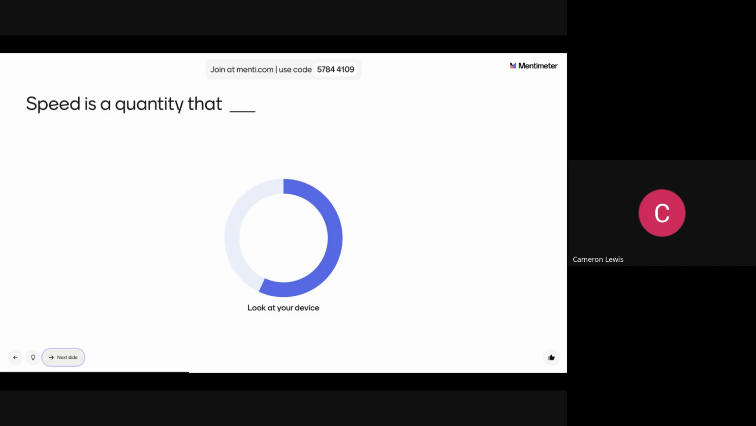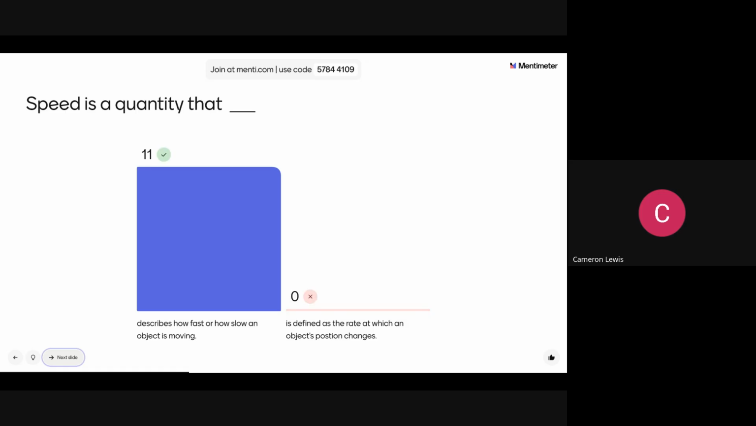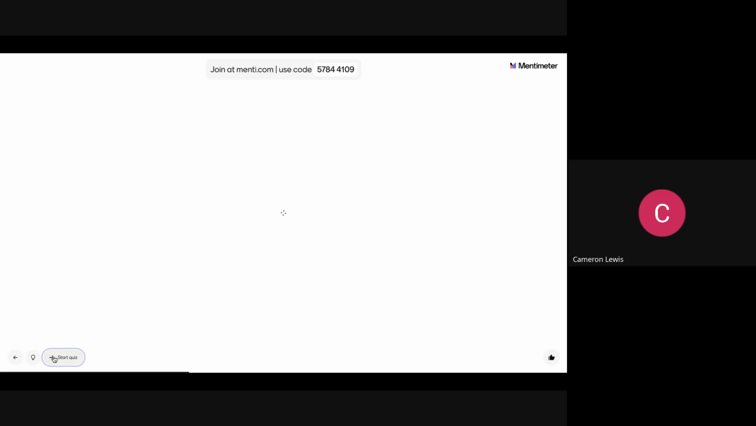So speed is a quantity that describes how fast or slow an object is moving, or is defined as the rate at which the object's position is changing. All right, we cooking in grease. All right, good job. 100%, good job. Describes how fast or slow an object is moving. Good.